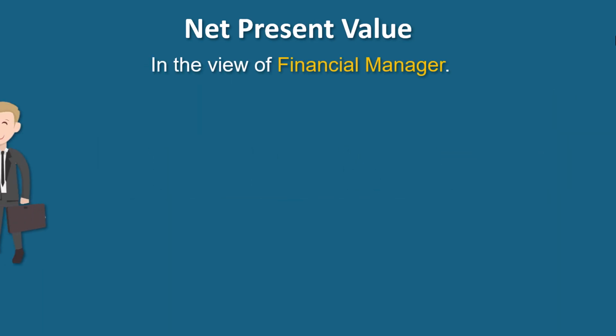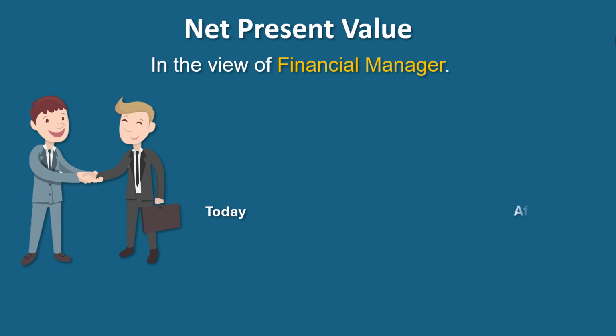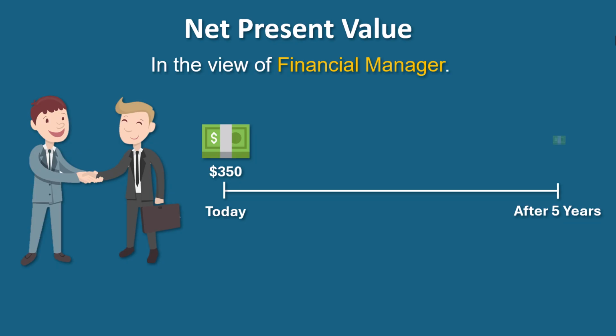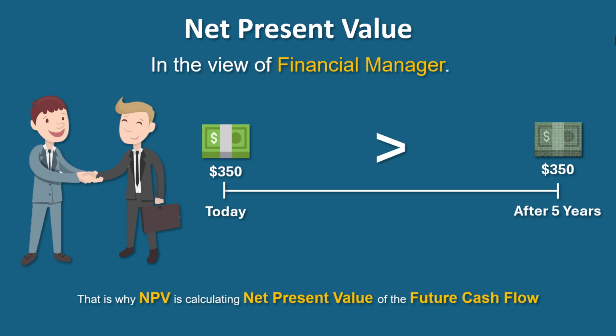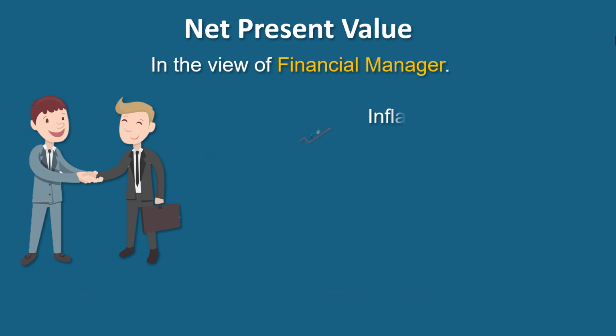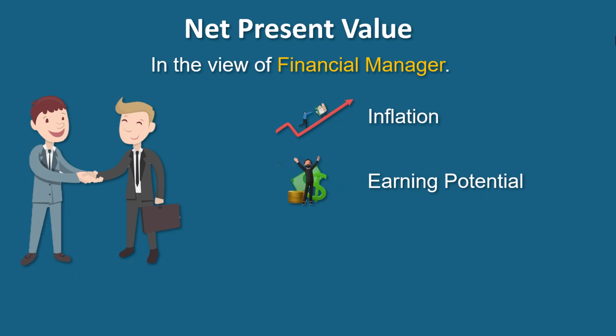In the view of a financial manager, we cannot just add future cash flows directly. Why? Because of the time value of money. Money received in the future is worth less than money received today, due to 3 main factors. Inflation. Inflation is real. Things are always getting expensive, and the money is devaluing day by day. Earning potential. If you keep the cash of the investment in a bank, the bank will give you profit for it without any extra work. Risk. There are high risks that can affect your investment over time.